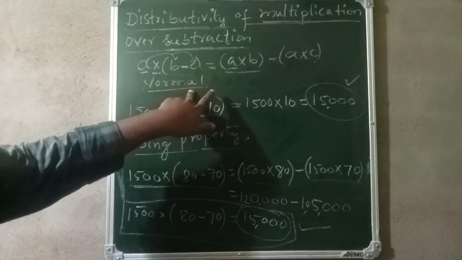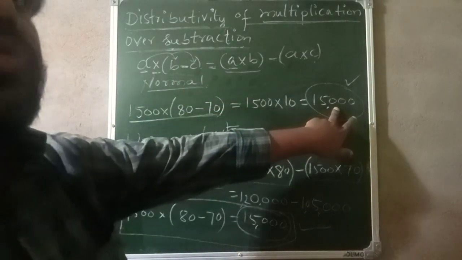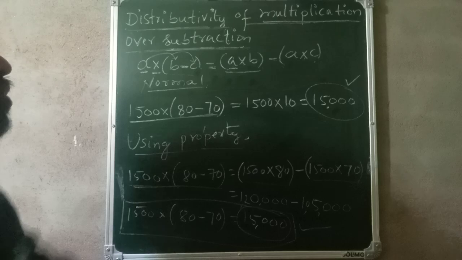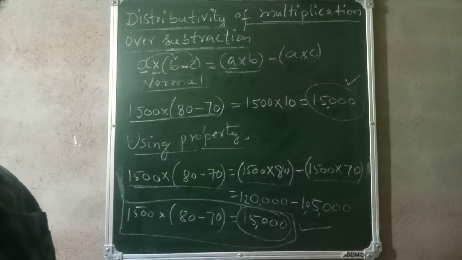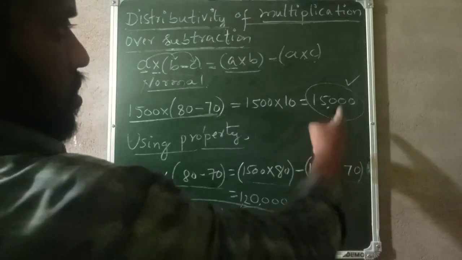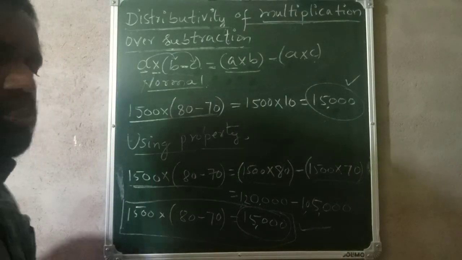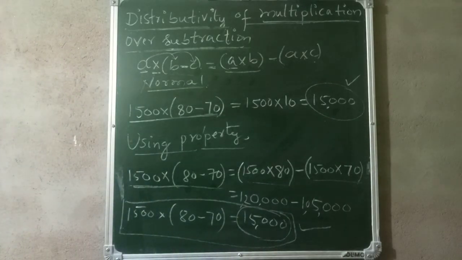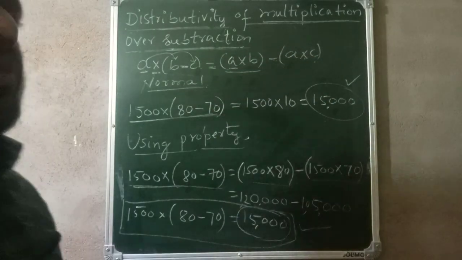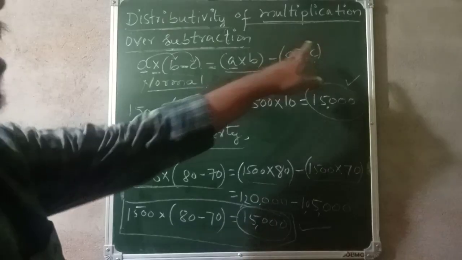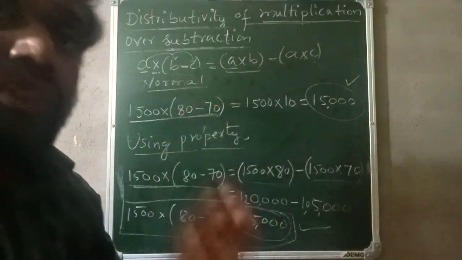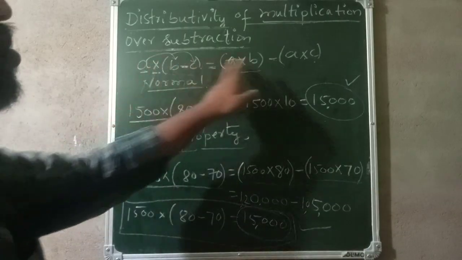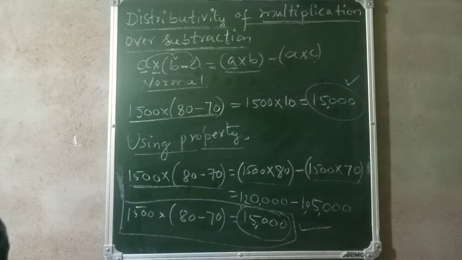So using normal multiplication also, we got the same answer, 15,000. Now this answer is the same. Both answers are 15,000. That means this answer is matching with this answer. So that means this law, the rule or this equation or the property is correct. We checked, we verified that this property is correct.